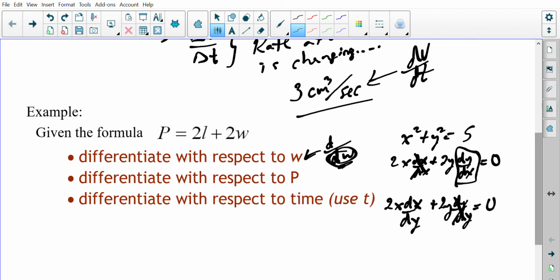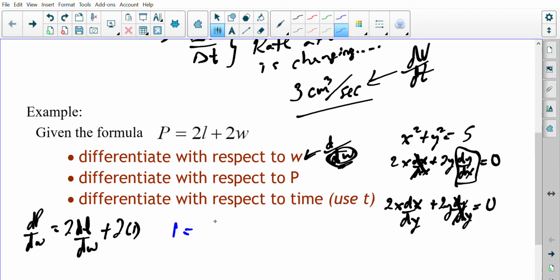So if I look at this formula and I take the derivative with respect to w, well, the letter P, it would be dP over dw equals twice dL over dw plus 2, well, the derivative of w with respect to w, that's just a 1. If I took that same formula and differentiated it with respect to P, the derivative of the variable P with respect to P would be a 1. Equals 2, now you take the derivative of L with respect to P, plus twice the derivative of W with respect to P.